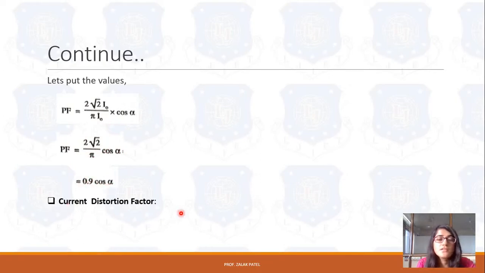Next is current distribution factor. It is called CDF. It is given by IS1 RMS upon IS RMS. We already know the value of IS1 RMS and IS RMS, that is fundamental component value upon supply current value. So let's put it. It is 2 root 2 I0 upon pi I0. I0 and I0 will be cancelled out. So 2 root 2 upon pi means 0.9. Here please note that for full wave converter CDF is fixed, that is 0.9.